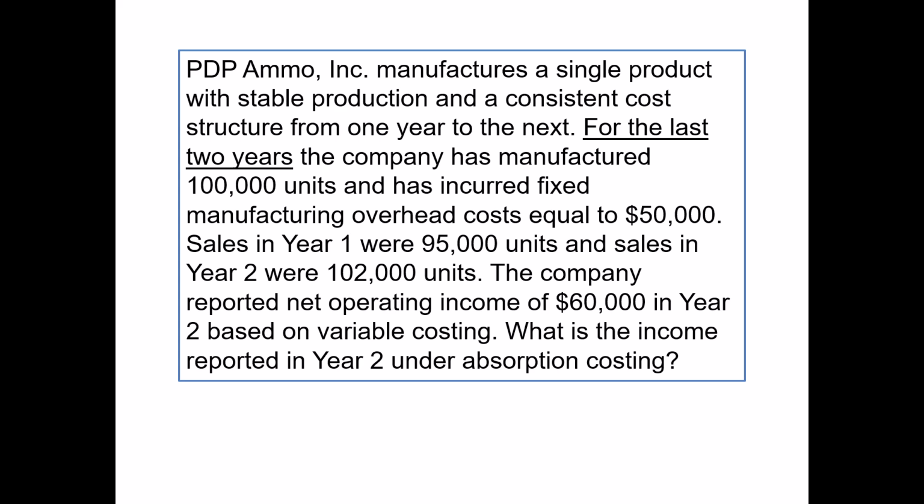For the last 2 years, the company has manufactured 100,000 units and has incurred fixed manufacturing overhead costs equal to $50,000. Sales in year 1 were 95,000 units and sales in year 2 were 102,000 units. The company reported net operating income of $60,000 in year 2 based on variable costing. What is the income reported in year 2 under absorption costing?